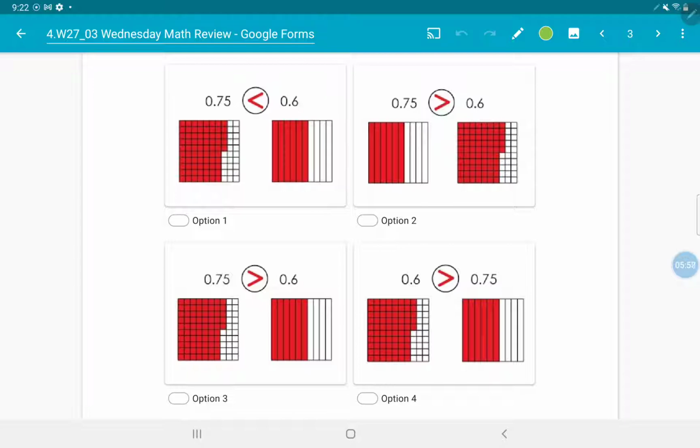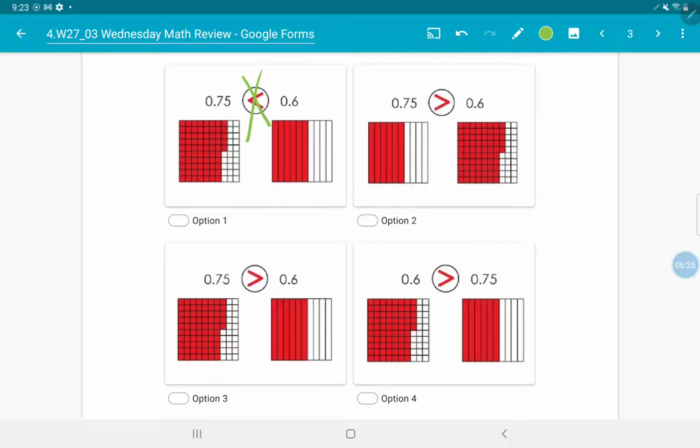Yeah, I can look. I've got 10, 20, 30, 40, 50, 60, 70, and then 5 more. So that's 75 hundredths. 6/10: I have 1, 2, 3, 4, 5, 6 of the 10 shaded. Is 75 hundredths less than 6/10? No. I can see that I definitely have more shaded with 75 hundredths.